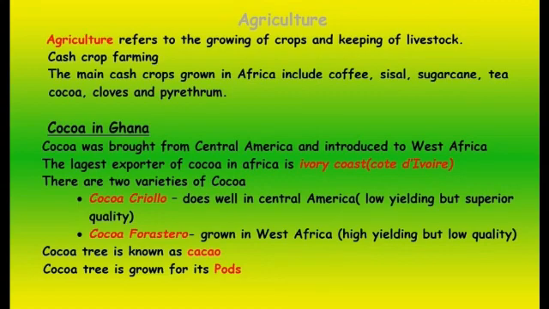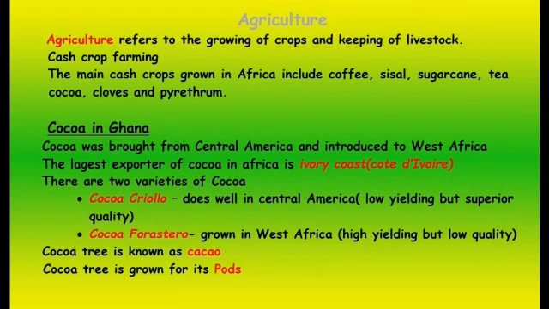When we talk about West Africa, the countries that should come in mind are Benin, Liberia, Burkina Faso, Ghana, Nigeria, Cameroon, Ivory Coast, among others. You have to know that as much as we are looking at cocoa in Ghana, this is just a case study. But the largest exporter of cocoa in Africa is Ivory Coast or Cote d'Ivoire.